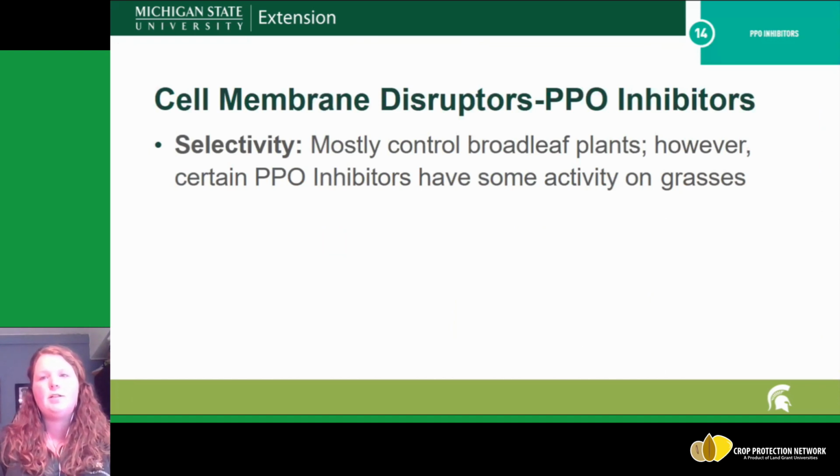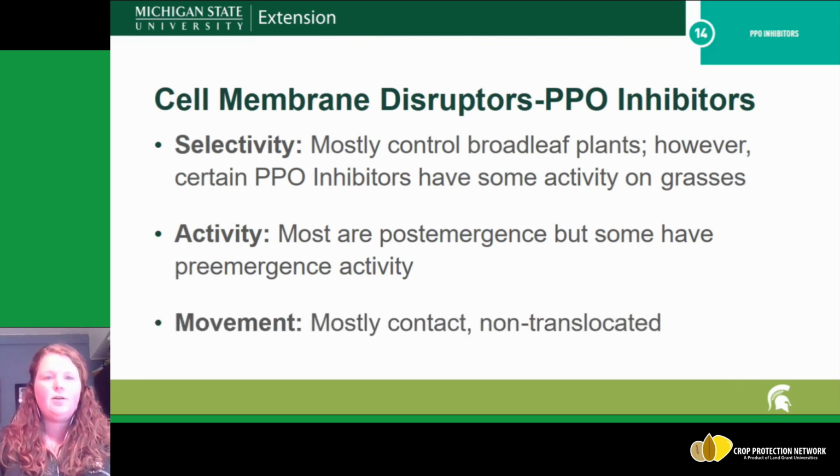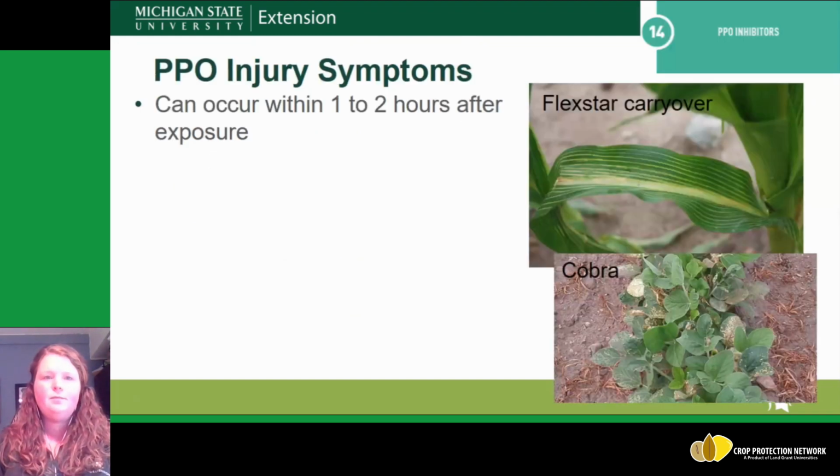And then cell membrane disruptors. The site of action I'd like to discuss is group 14. These are PPO inhibitors. They mostly control broadleaf plants. However, certain PPOs do have activity on grasses. This is a large group once again. Most have post-emergence activity, but some do have pre-emergence activity also. And then they are mostly contact or non-translocated herbicides.